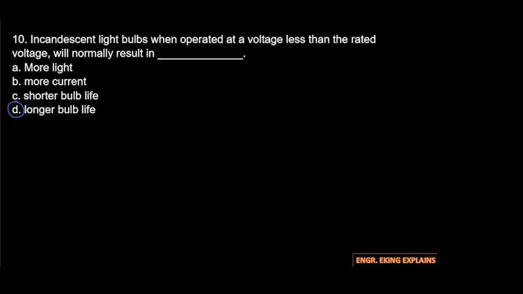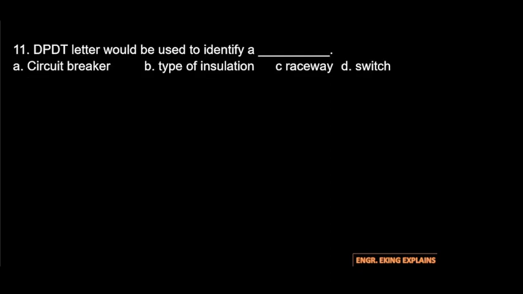Okay, next. Double pole, double throw would be used to identify a blank. So what do we usually associate with double pole, double throw? Okay, so the correct answer for this one is letter D, switch.